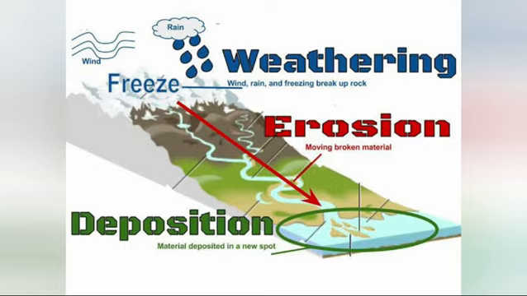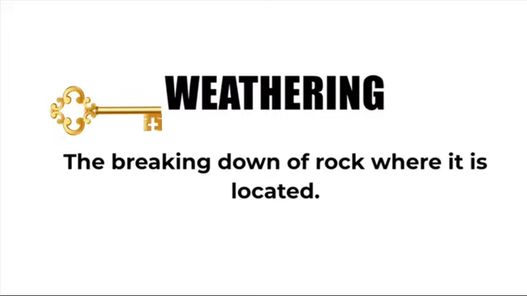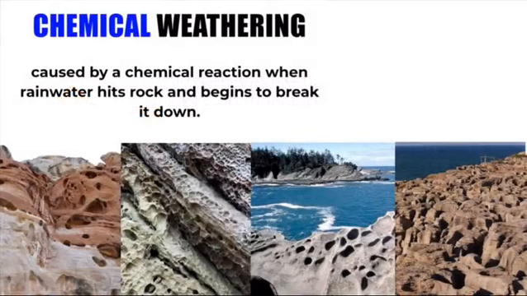Watch it carefully. Weathering is a physical process, a natural process that is the breaking down of rock where it is located. That could be within a river system or drainage basin, or it could be along the coastline. Now, there are two types of weathering. The first is known as chemical weathering, and chemical weathering involves a chemical reaction, usually involving rainwater or seawater hitting the rock and beginning to break it down.